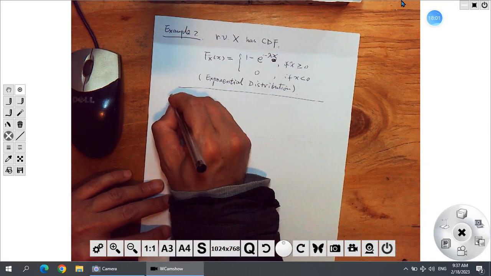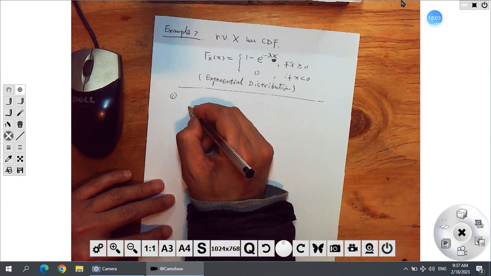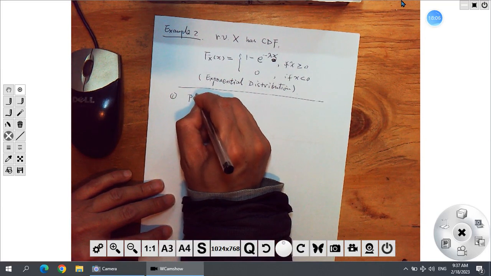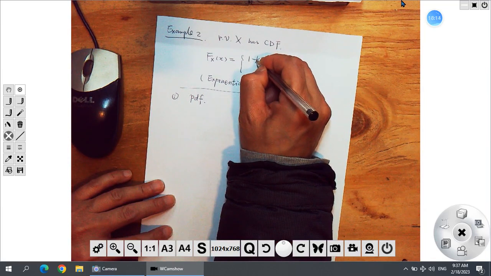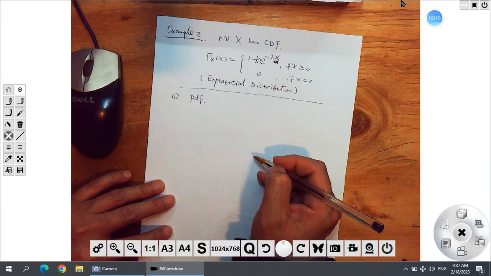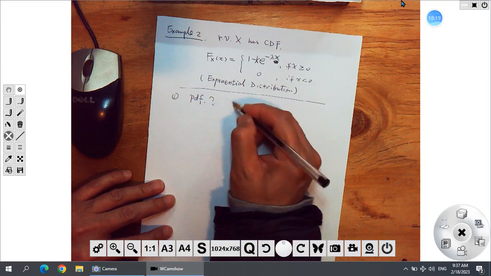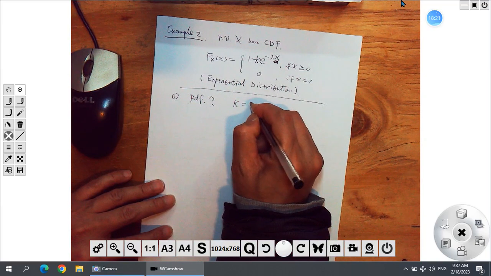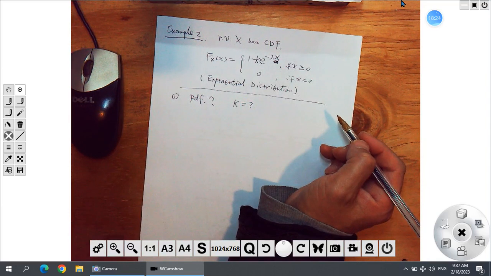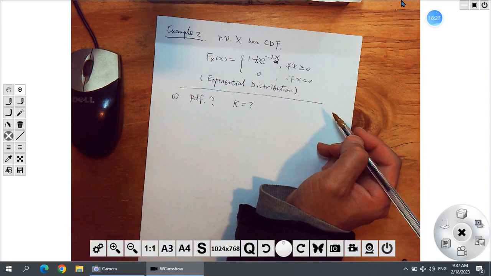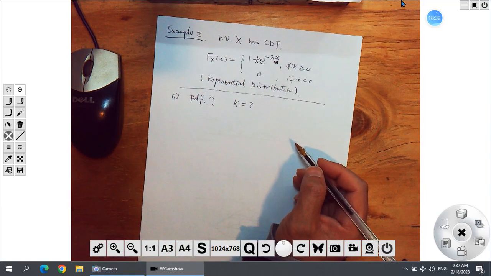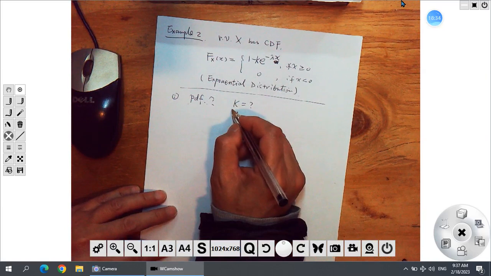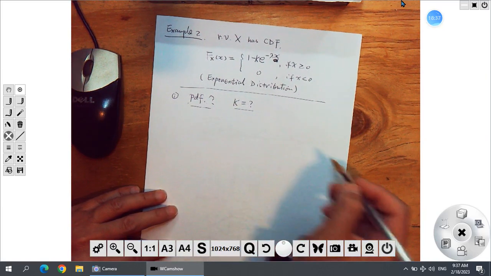The first one, I want to find the PDF. I put the k here. And other than the PDF, I also want to find k. Can I have a different k? It should be 1. We want to determine the PDF and the k.